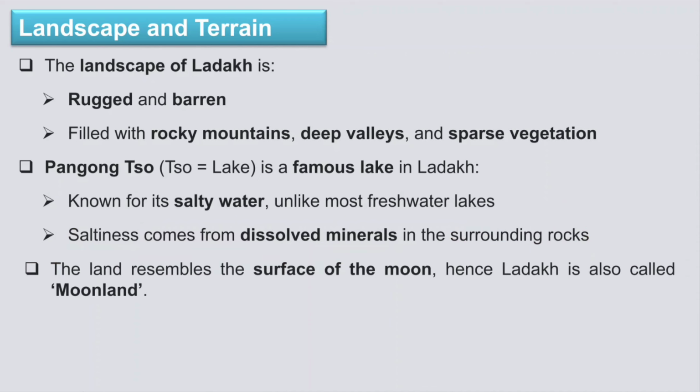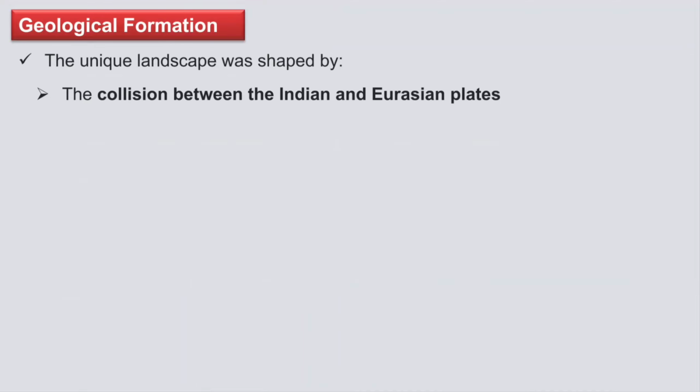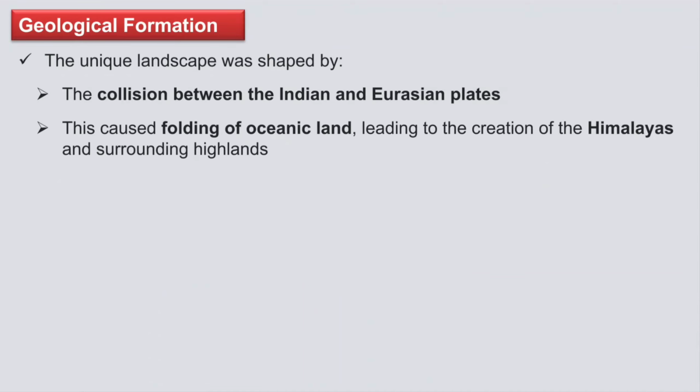Okay, and the land of this Ladakh, okay, it resembles the surface of the moon, hence Ladakh is also called the moon land. Okay, so this is the reason why Ladakh is also called what? The moon land. So the geological formation here, this is what I have just told you before. Okay, the unique landscape was shaped by the collision between the Indian and the Eurasian plates. Okay, so when the Himalayas were formed, this Ladakh region was also formed. Okay, and this caused folding of oceanic land, leading to the creation of the Himalayas and surrounding highlands. So this land is all oceanic land, especially this Ladakh area. Alright, so that is why you will find the freshwater lake of Pangong Tso salty.